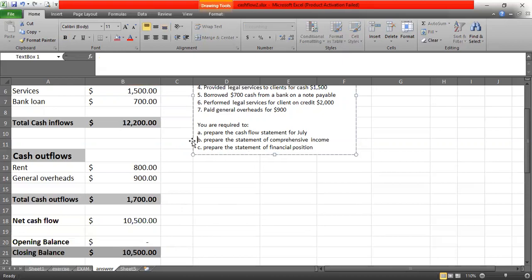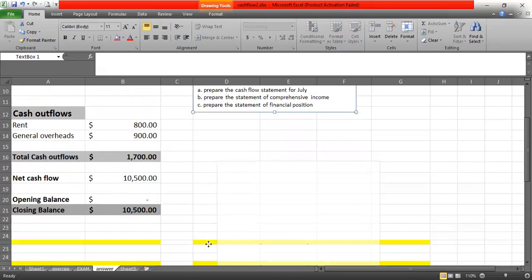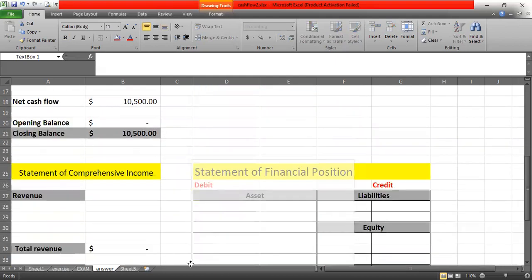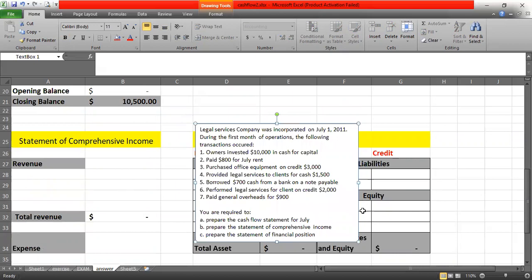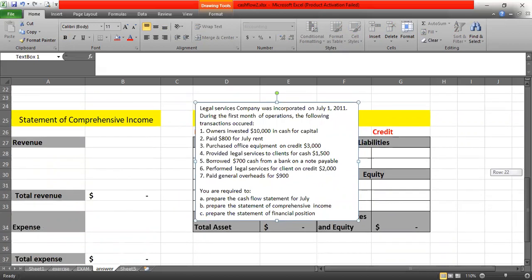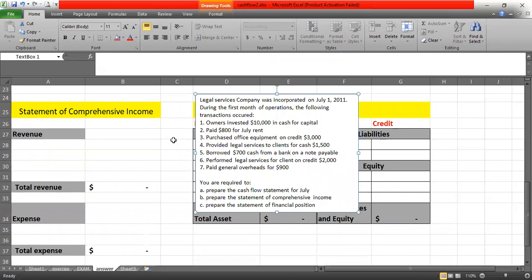Okay, so now we have already done our cash flow statement. Next, we're going to move into the statement of comprehensive income. Bear in mind that the objective of the statement of comprehensive income is to find out whether the business is making money or suffering from loss.